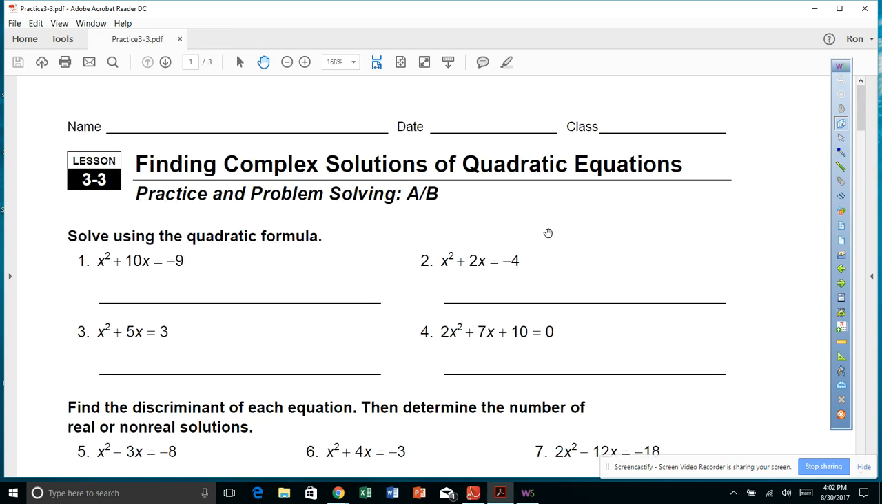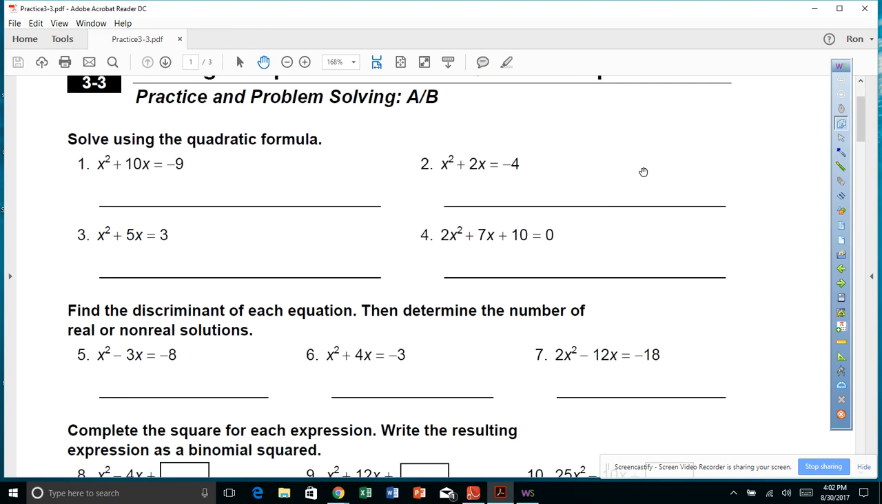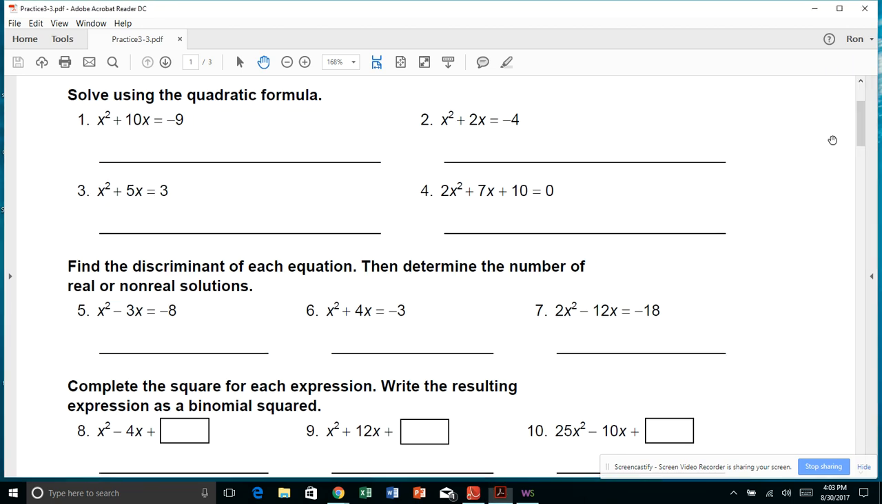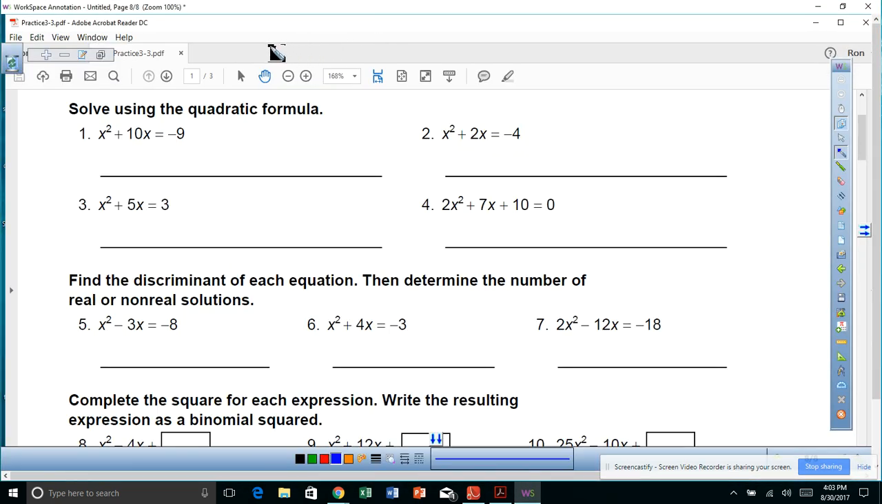Let's move on to the third sheet. Solve using the quadratic formula. Okay. Well, a couple things we have to remember. First, it has to be in standard form, ax squared plus bx plus c equals 0. That's standard form. And the quadratic formula is x equals negative b plus or minus the square root of b squared minus 4ac.